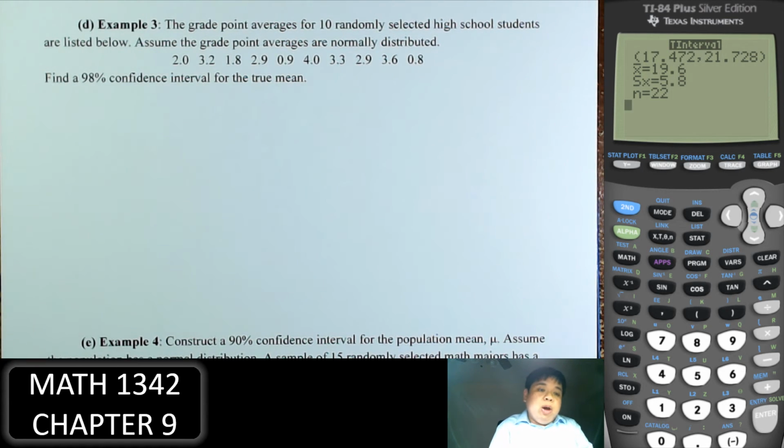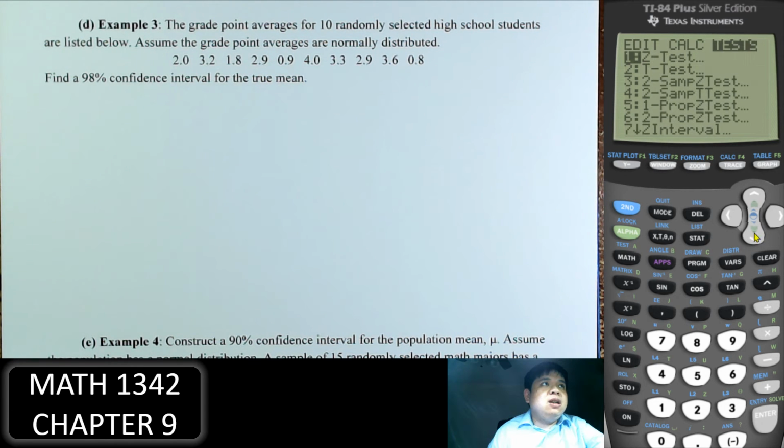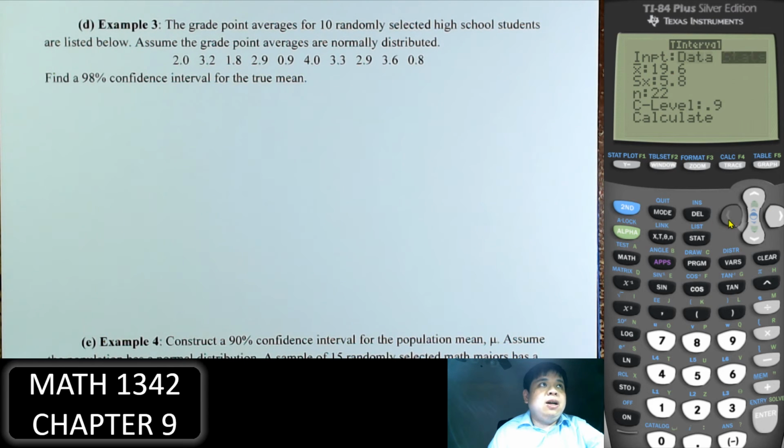Next, we have the grade point averages for 10 randomly selected high school students listed below. So those are the 10 data points. Find a 98% confidence interval for the true mean. Right, so the true mean or the population mean, if you will. In this case we are given the data instead. So if we are given the data, when we do the stat test, we're going to choose the data. However, let's enter the numbers first.